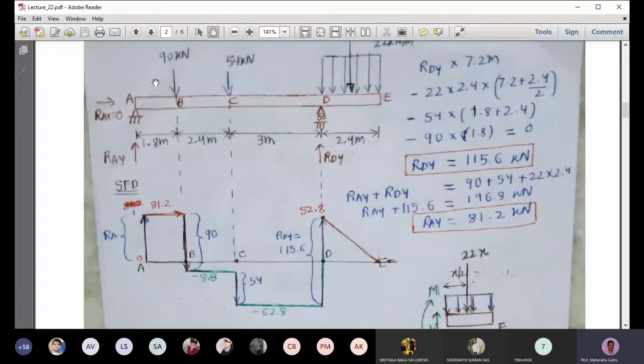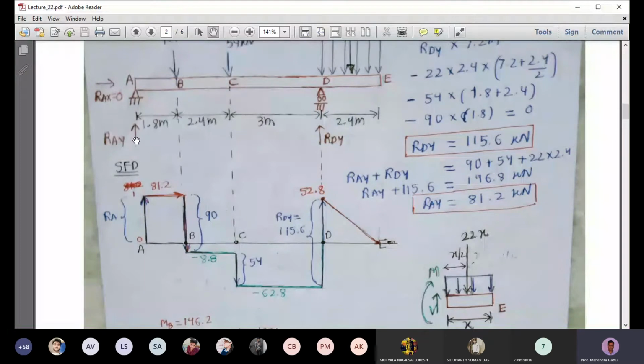So what you can do, you can cut a section between A to B and analyze, and you get the V value, and then from that again you cut a section between B and C, and analyze the left segment and you can get the V value. So like that you can do. Or there is another way which I'm telling you.